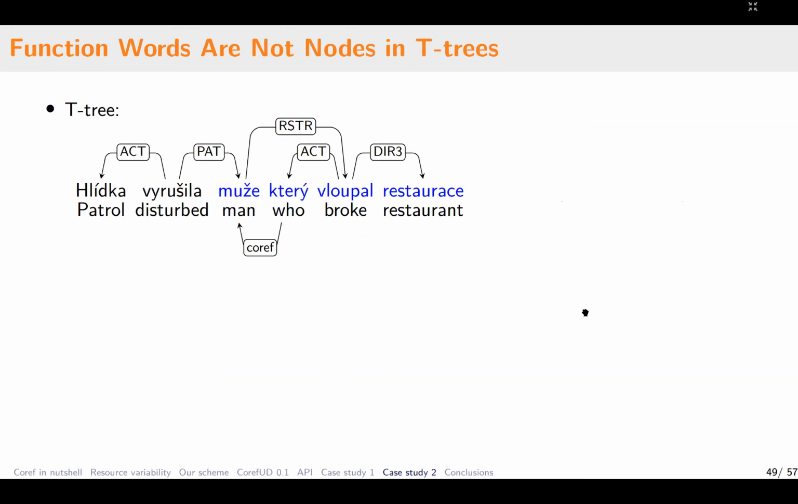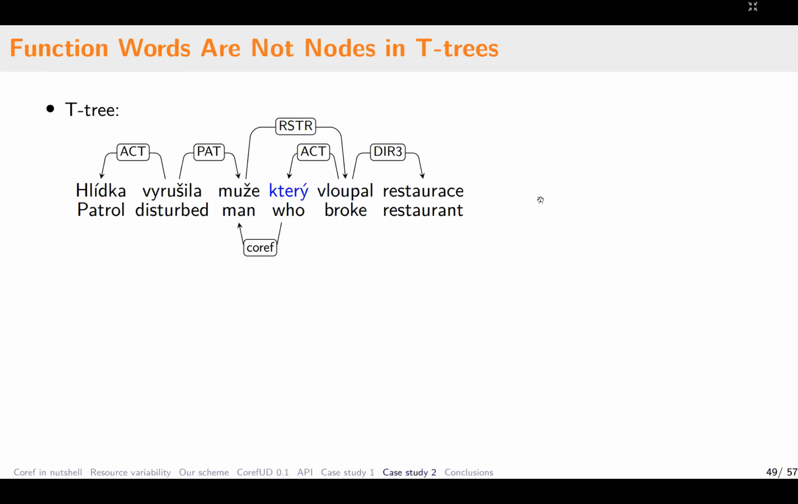So here's the first example. Hlídka vyrušila muže, který se vloupal do restaurace. The patrol disturbed a man who broke into a restaurant. So there is one long span, and it's a complete subtree. So it's headed by the word man, muže, but it includes all its dependents, including the relative clause, který se vloupal do restaurace. So that also means that it includes a smaller mention, který, which actually is coreferential with the larger one. So we can have nested mentions where even the smaller inner mention is coreferential with the whole thing.